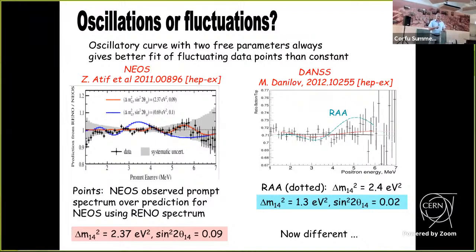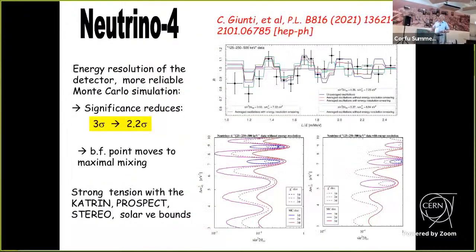oscillations or fluctuations? What is important is that an oscillatory curve with two free parameters, delta m squared and mixing angle, always gives a better fit than just a constant. So they reproduce the fluctuations better. So it seems there is nothing here. And I will not comment on neutrino-4, even Albert did not want to comment. This is something which contradicts everything.